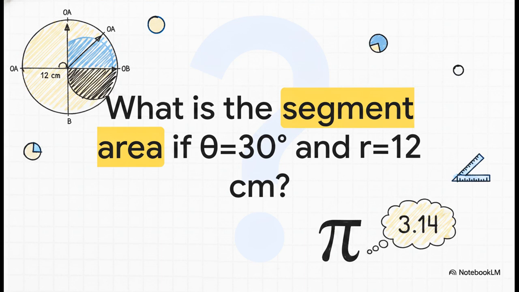In a circle, if the central angle AOB is given as exactly 30 degrees and the radius OA is given as 12 centimeters, what is the area of the segment?